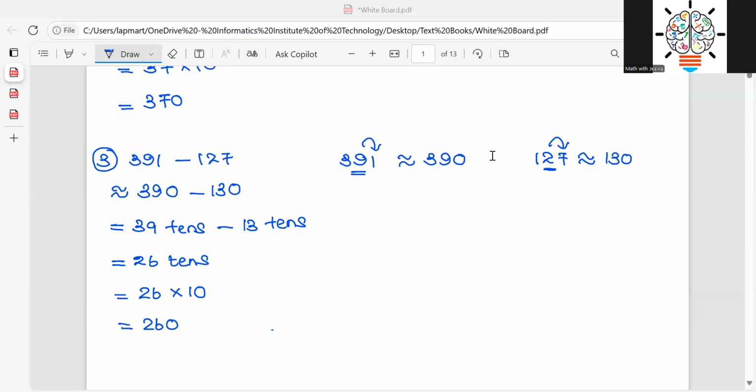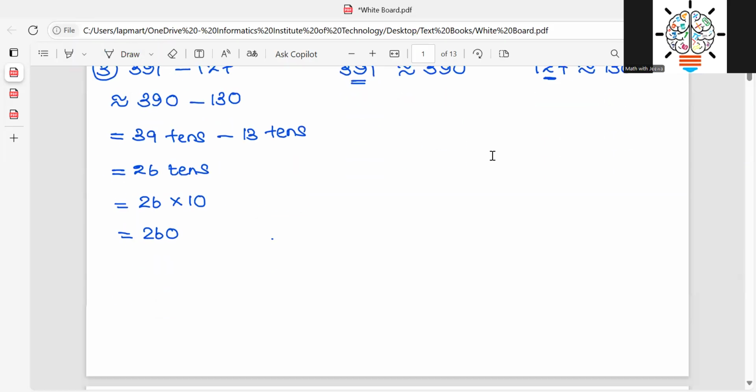If the next number is less than 5, we don't add anything, we just write the number as it is. Here in 391, the 1 is less than 5, no? So we keep 9 as it is. But if the next number is 5 or more than 5, we need to add 1 to the underlined number. What is the digit we underline here? That's the tens place. Why do we underline the tens place? Because in the question they have asked us to correct them to the nearest number of tens, right?